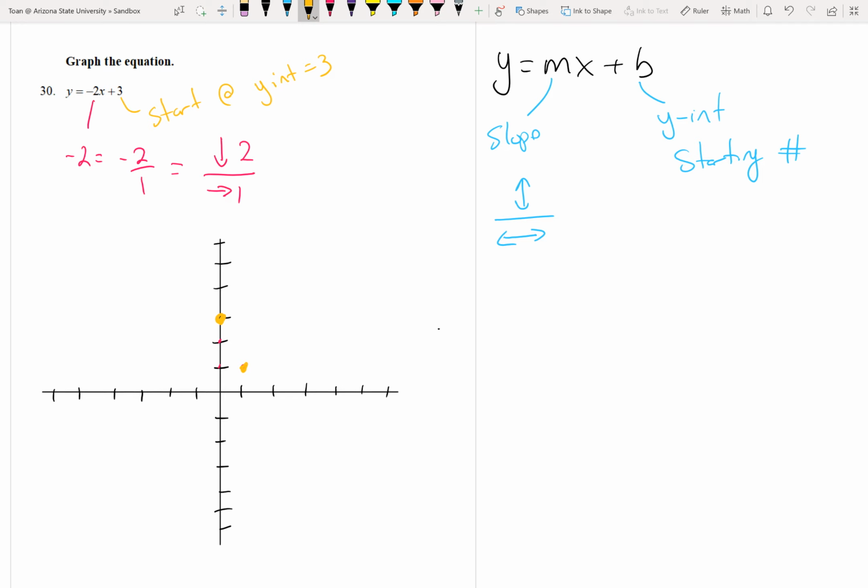And you could repeat this motion, down 2, right 1, over and over and over again until you get 3 or 4 points. Make it somewhat accurate. Down 2, over 1. But after that, it's just simply connect the dots. Hopefully better than I did. There you go. That's the graph. That's the equation.